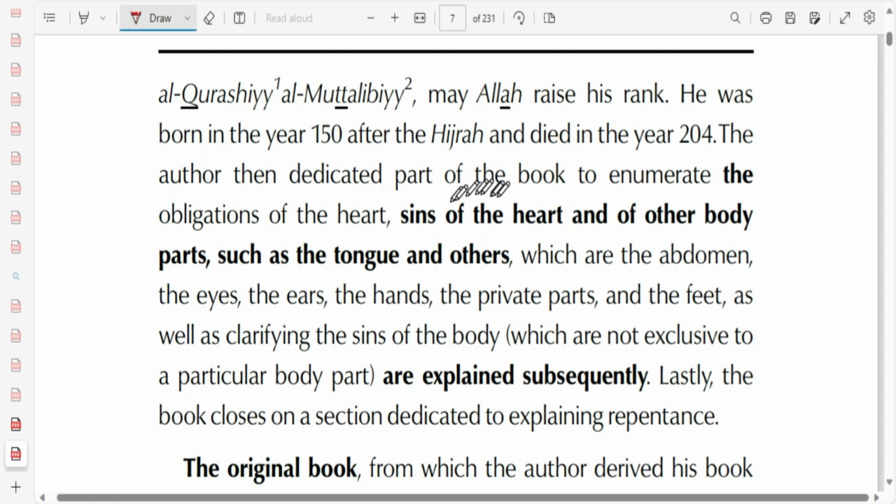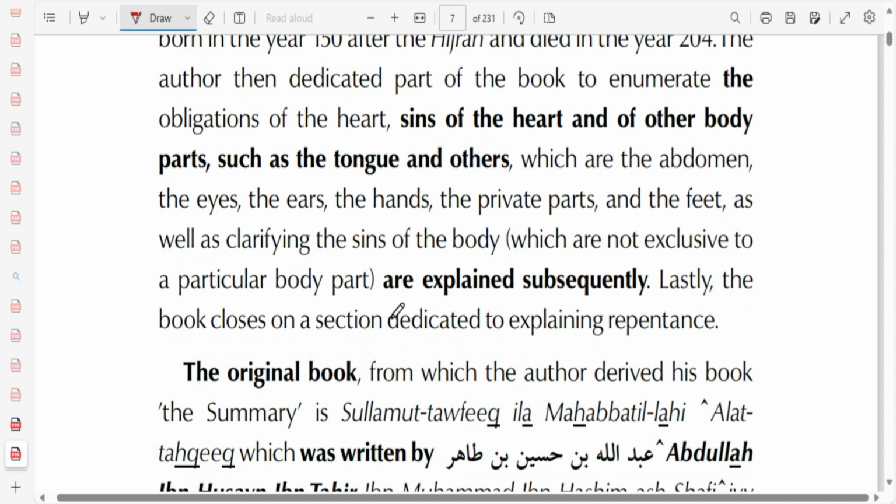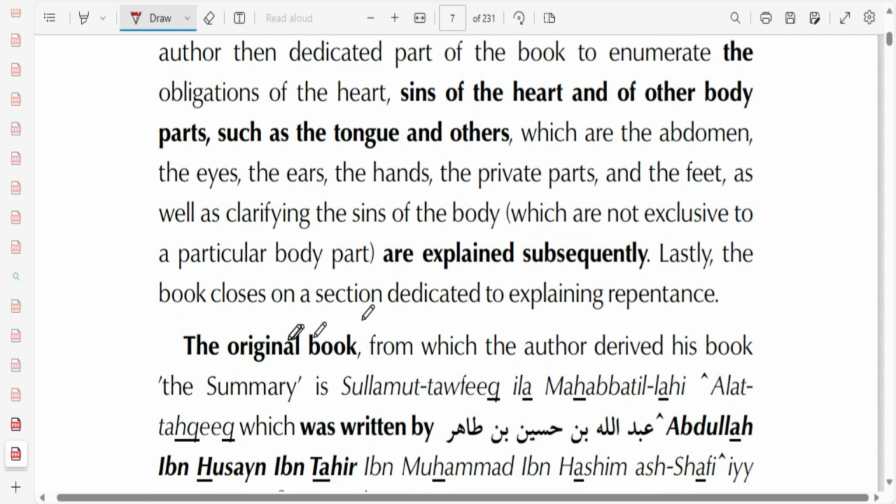The author then dedicated part of the book to enumerate the obligations of the heart, sins of the heart, and of other body parts, and the sins of other body parts, such as the tongue and others. What are those others? The abdomen, the stomach, the eyes, the ears, the hands, the private parts, and the feet, as well as clarifying the sins of the body which are not exclusive to a particular body part.